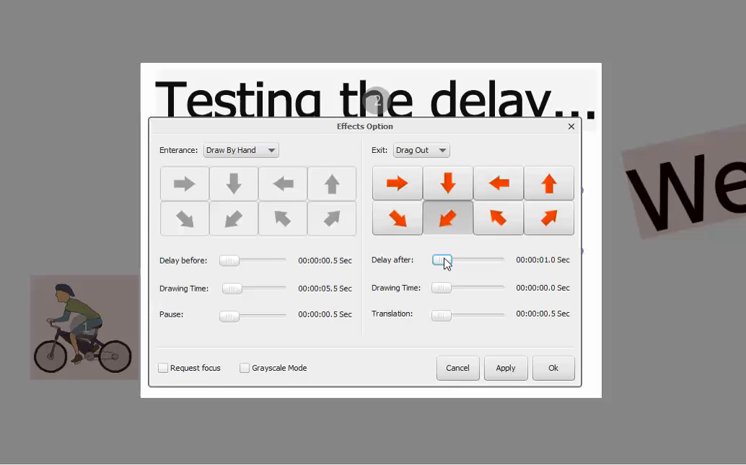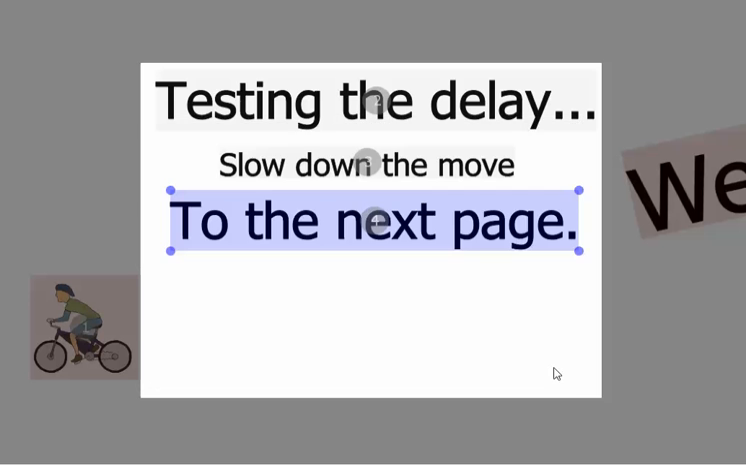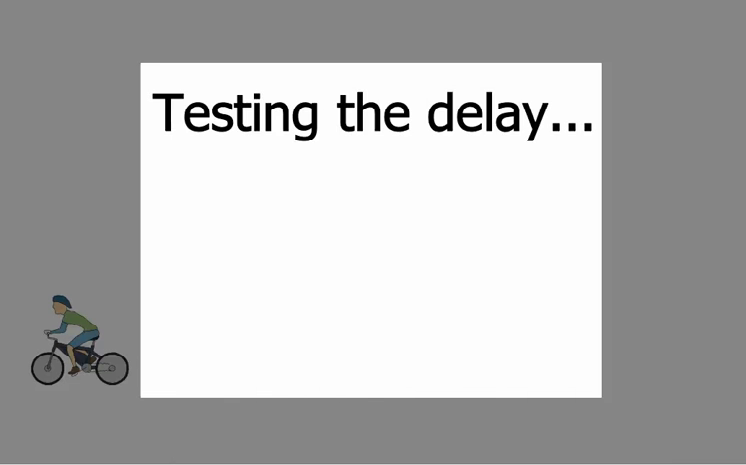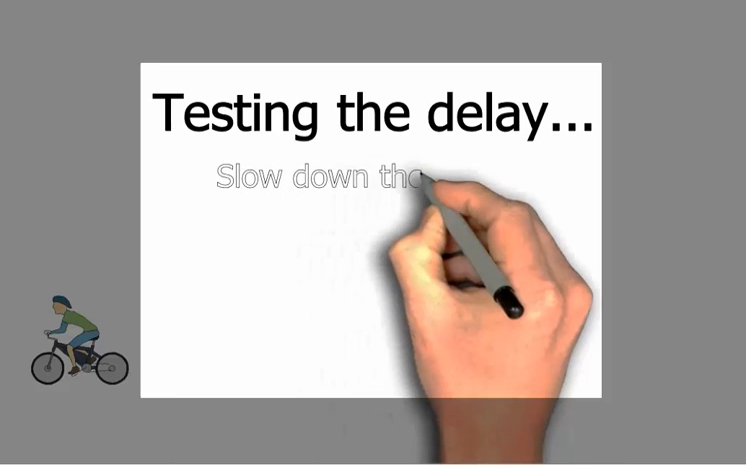Maybe I'll delay it for just 1 second. Click apply, click OK, and let's try this one more time. Bike is going bye-bye. Am I writing? We're still writing. Testing the delay, dot dot dot.